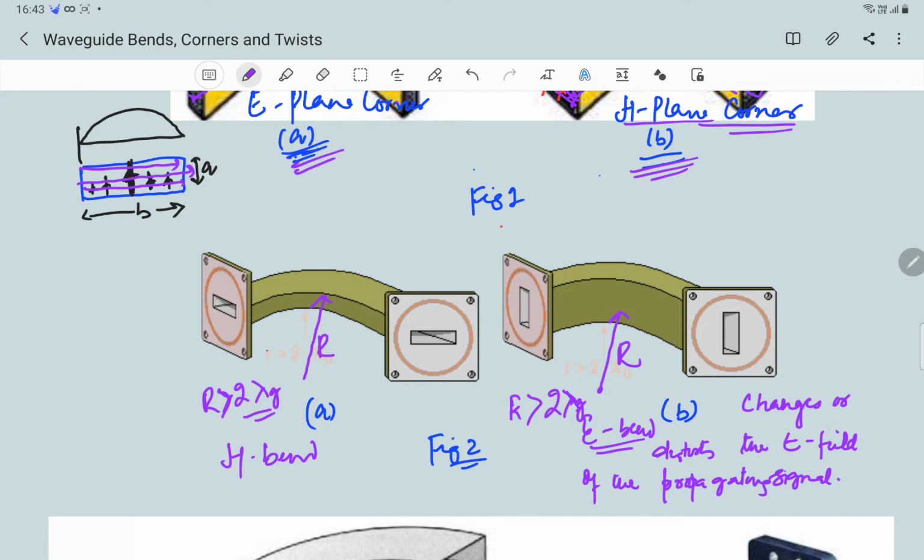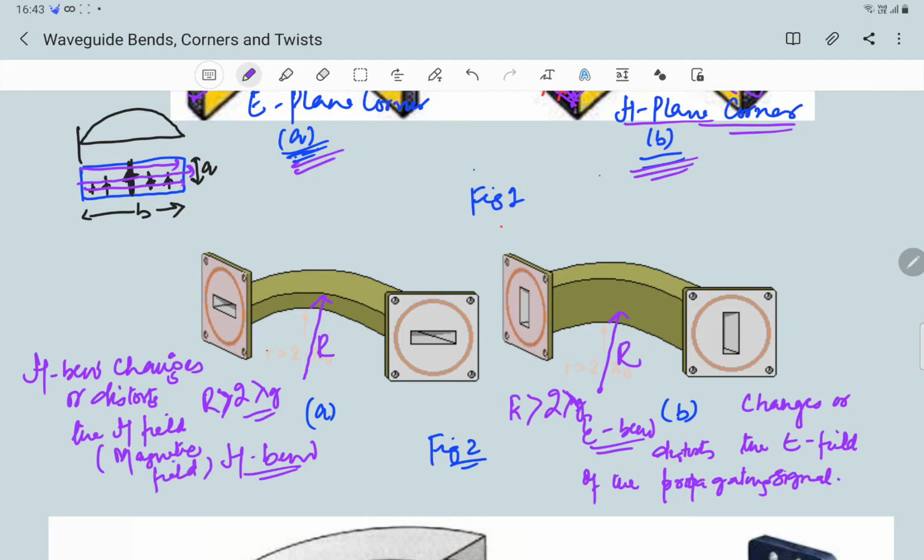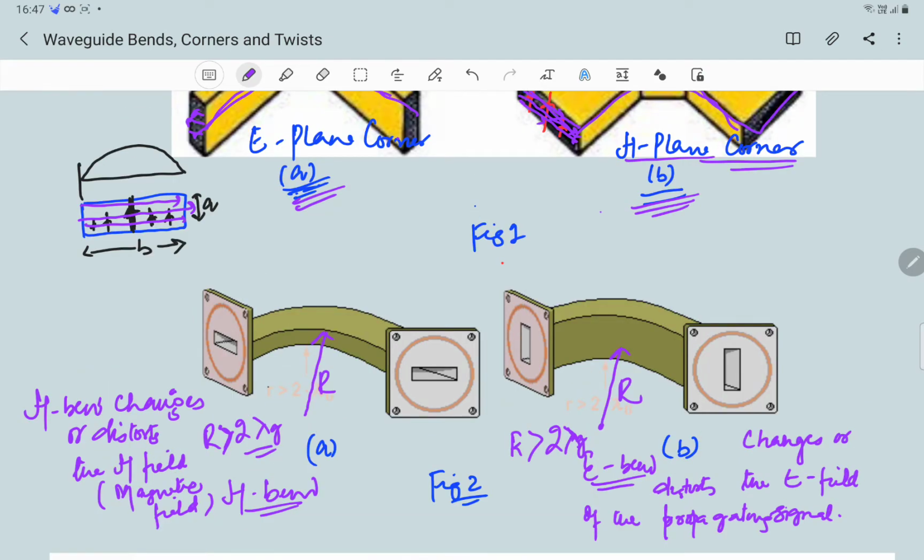So an H bend changes or distorts the H field. H stands for magnetic field. Now, as I said, an E bend distorts the E field and an H bend distorts the H field. For example, the first bend is an H bend and the second bend is an E bend.